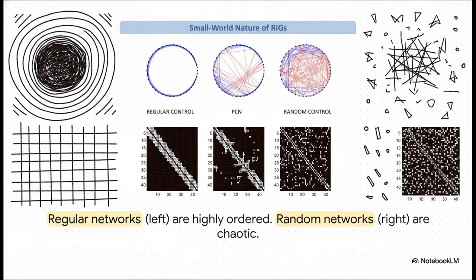To really get why protein networks are so special, let's look at the two extremes. Over on the left, you've got a regular network. It's super orderly, everyone is just connected to their immediate neighbors, it's very predictable. Now look at the random network on the right. It's pure chaos, connections are all over the place. But that chaos means you can get from any one point to another in just a few hops.